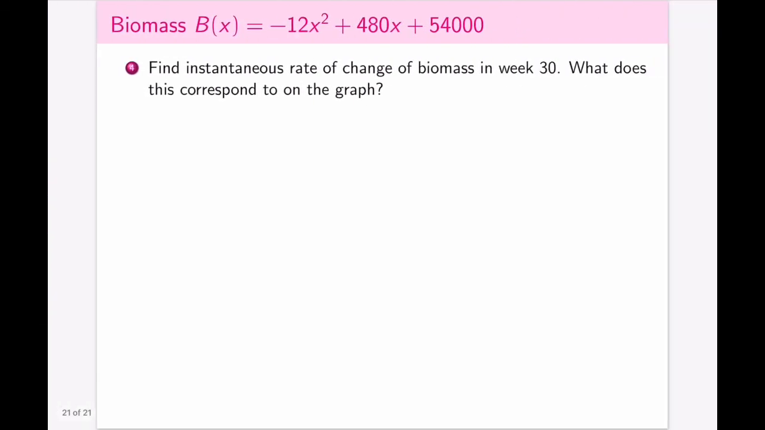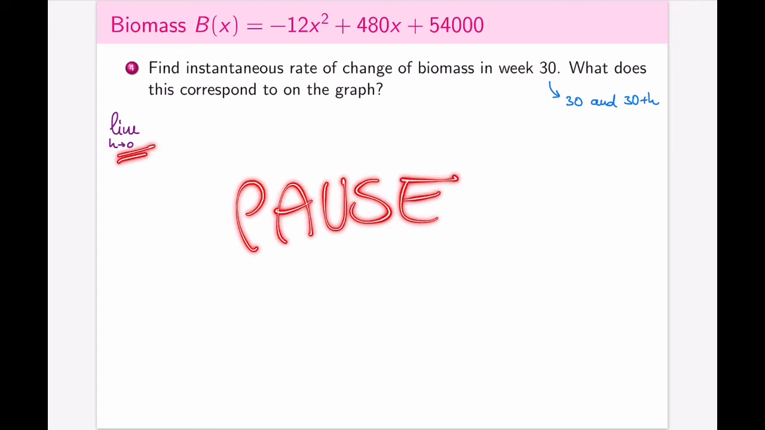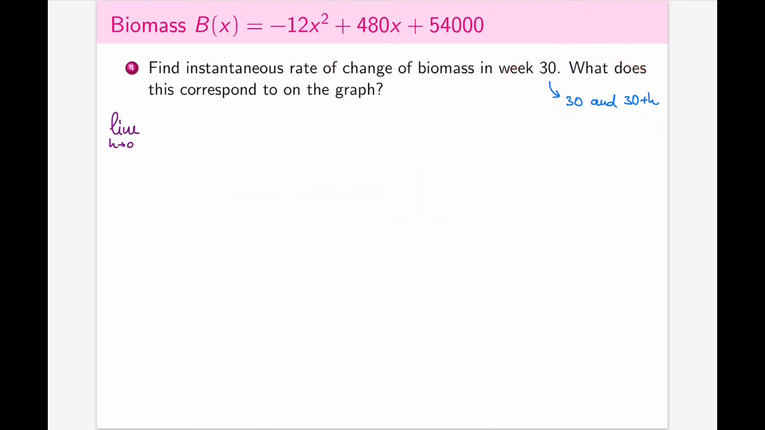Let's take a look at the next one. Find the instantaneous rate of change in week 30. What does this correspond to on the graph? So what we're going to have here is the exact same procedure, but now we're going to be looking between week 30 and 30 plus h. So take a minute here, pause, and try to set up the corresponding limit, as the one from the previous slide, but that will actually match to week 30 calculations.